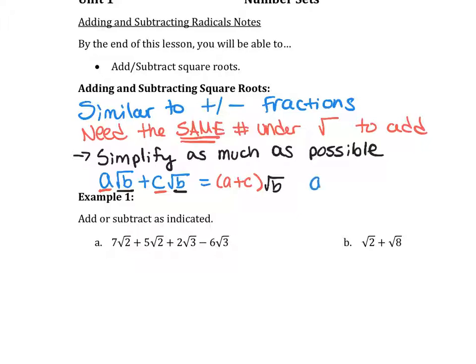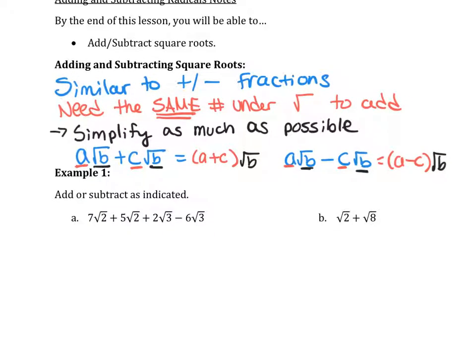You add and subtract the numbers out in front, and the square root stays the same. If you're subtracting, it would be the same idea. You would subtract the numbers out in front, and the number in the square root would just come along for the ride. Okay, so simplify as much as possible, and then combine those common square roots, the square roots that have the same number under the radical.